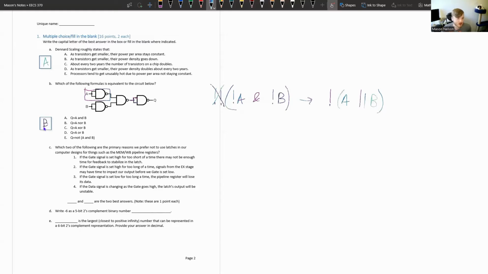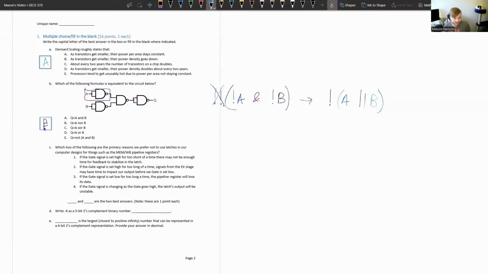Question C: which 2 of the following are the primary reasons we prefer not to use latches in our computer designs for things such as the mem write-back pipeline registers? If you remember, we'll see this in a later problem, but a latch is a logical device where anytime the gate is high, the output of the latch is going to match the input of the latch exactly, plus or minus some amount of delay.